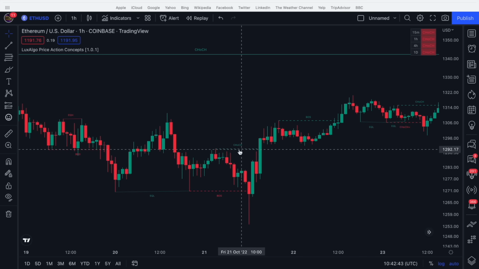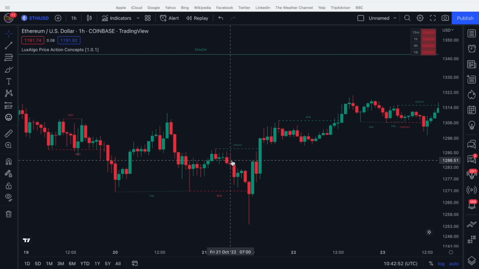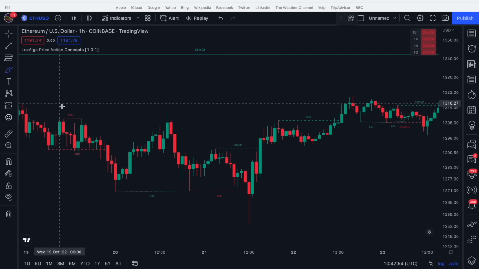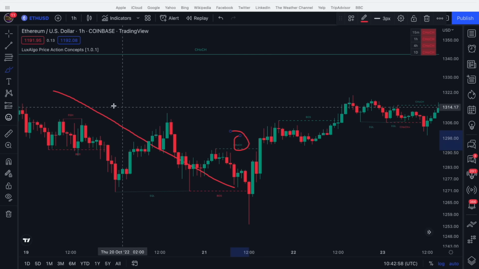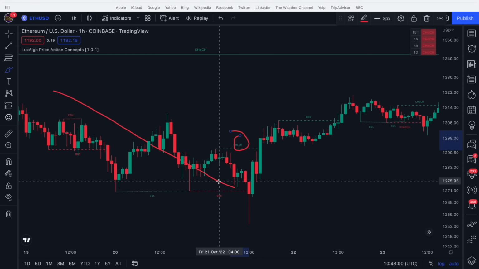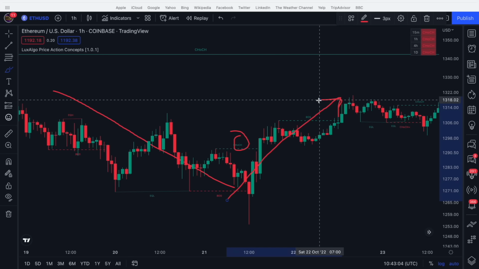And here we see another CHoCH. This isn't a CHoCH plus, but we'll get into what the pluses mean in a second. This means we've had a downtrend. We see a green CHoCH. Now maybe it's time for an uptrend. The market was in a downtrend, it's going to change its character, and now we're in an uptrend. And these are real time, so you can trade this in real time.